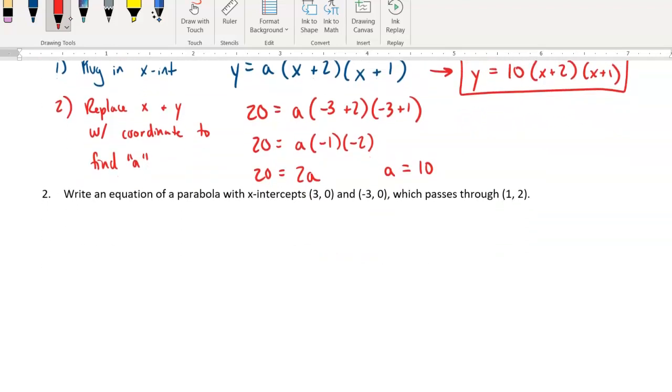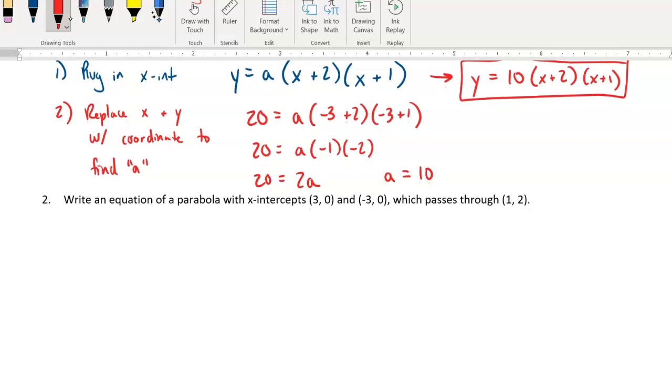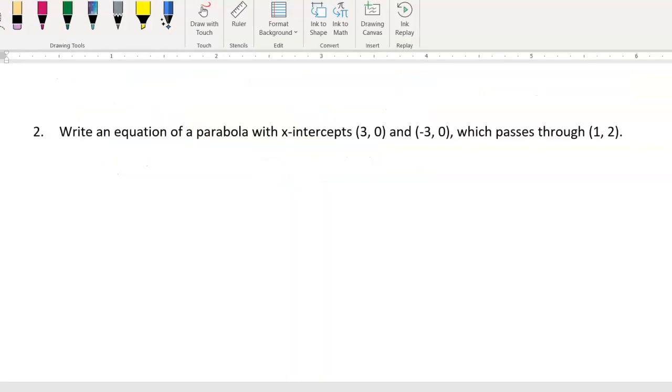All right, I want you guys to try this last one on your own. This last one, you're going to follow the same step where you're first going to plug in the x-intercept. Then after you plug in the x-intercept, replace x and y with the other given coordinate to find a, and then write your final equation in factored form. So go ahead and pause the video and hit play when you're ready to check your answer. All right, let's see how you did.